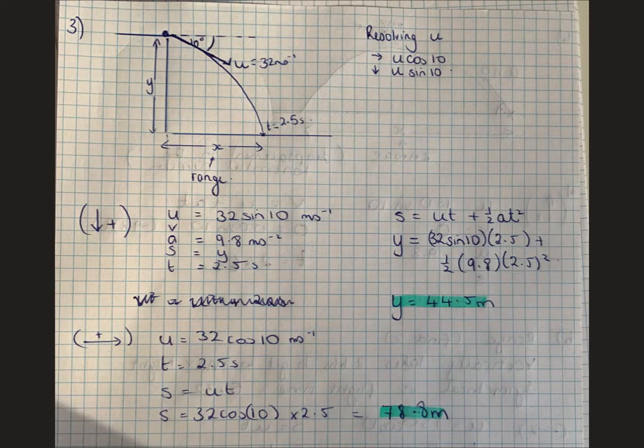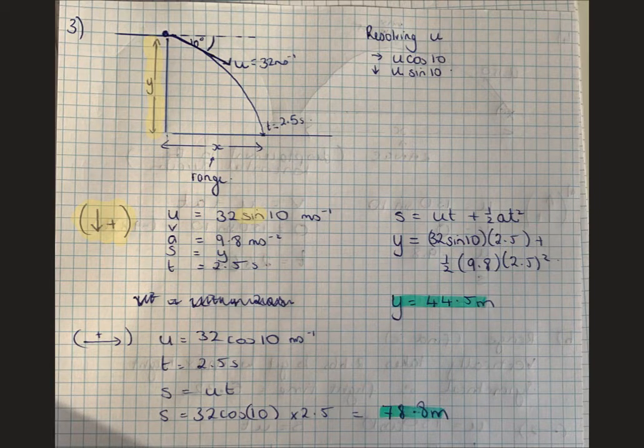You've been asked to find the height of the point of projection above the ground. On the diagram here, that's just going to be y, so we need to find y. If you consider the motion vertically, it makes sense to take down as positive because the projectile is acting down the way. So resolving u, you're not going across the angle, you're going away from it. So if you're not going across, you're not using cos. So it's going to be u sine 10. Acceleration is acting downward, so it's 9.8, positive.